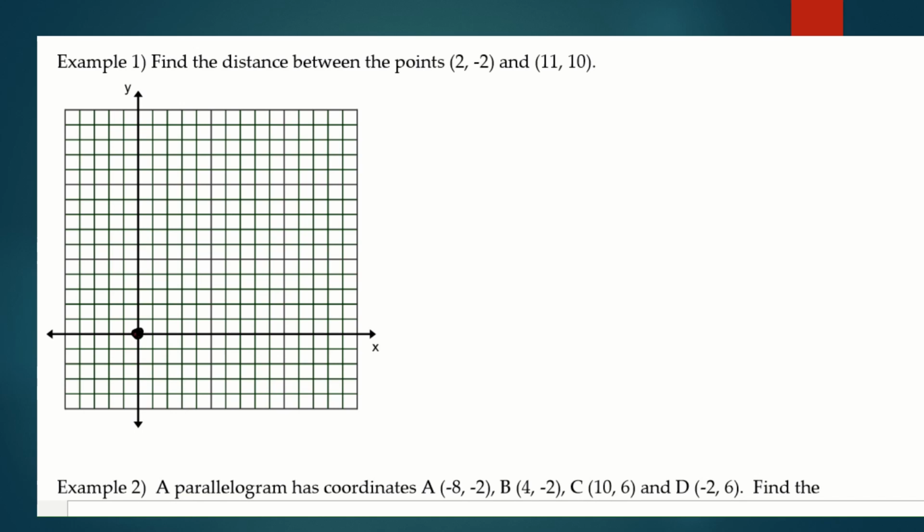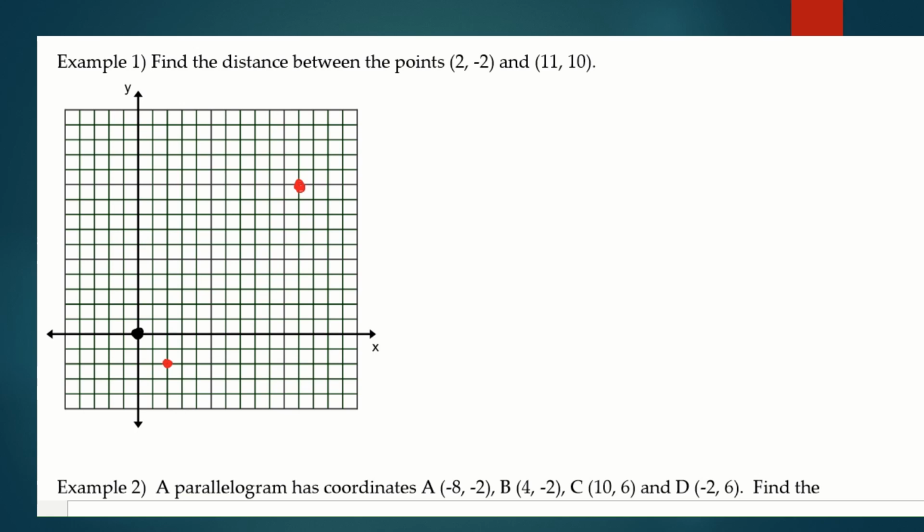So I'm going to start at the origin. I'm going to go to the right 2 for my x, down 2 for my y. So here's (2, -2). And for (11, 10), again starting at my origin, I'm going to go to the right 11. 1, 2, 3, 4, 5, 6, 7, 8, 9, 10, 11. And then up 10. 1, 2, 3, 4, 5, 6, 7, 8, 9, 10. Okay.